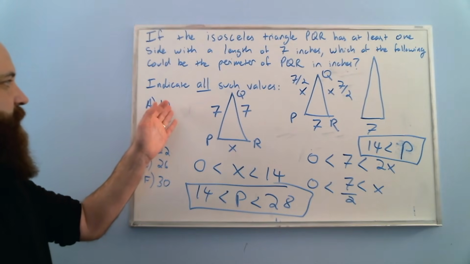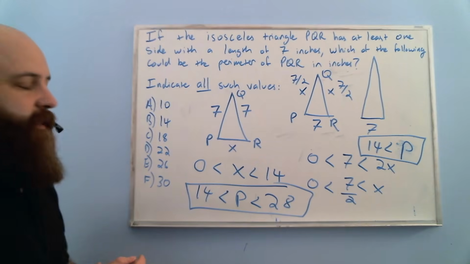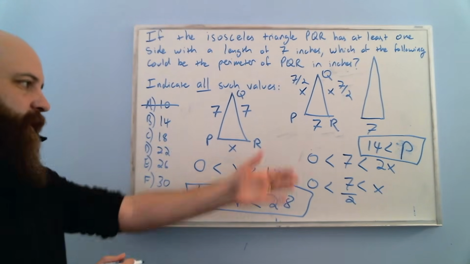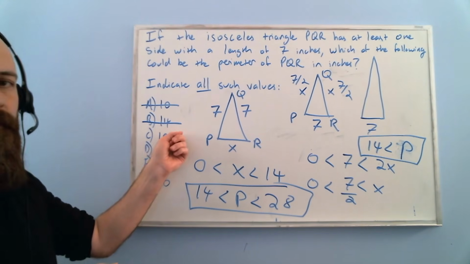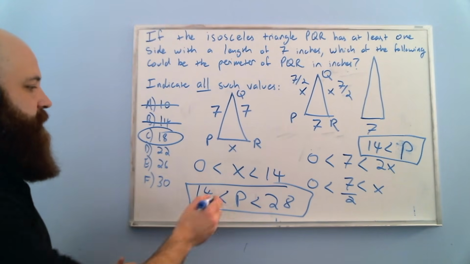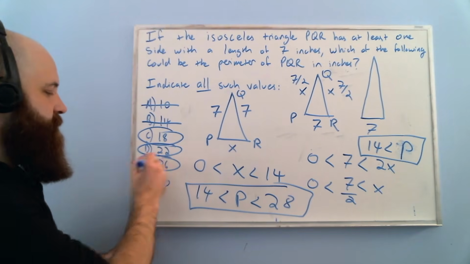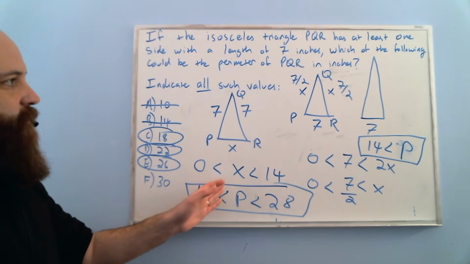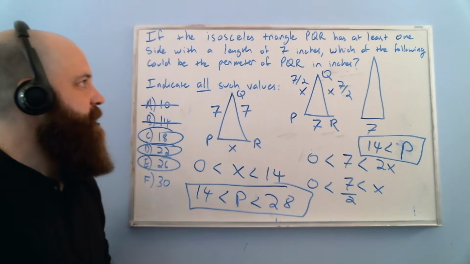Okay, so is 10 possible? Well, P has to be greater than 14, so no. Is 14 possible? Right, well, for both of these, P has to be greater than 14. Is 18 possible? Yeah, that's okay according to both of these. 18 is in range. 22, same thing. 26, same thing. What about 30? Well, 30 is out of range for this one, but it is possible for this one. So where does that leave us?